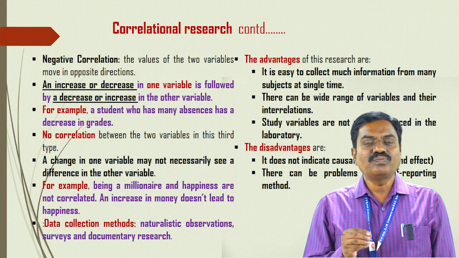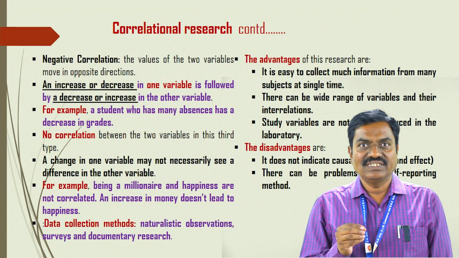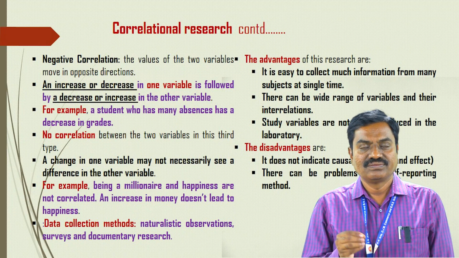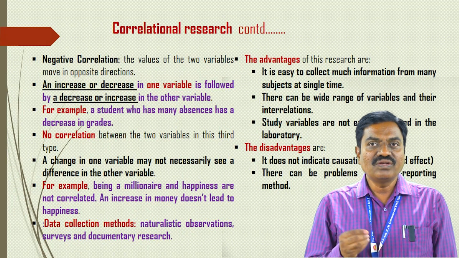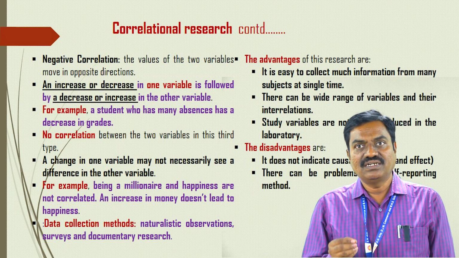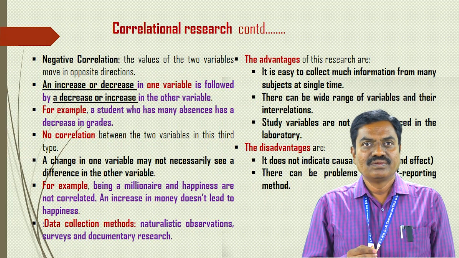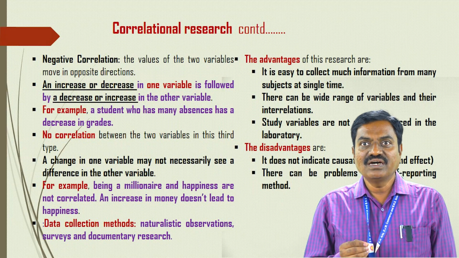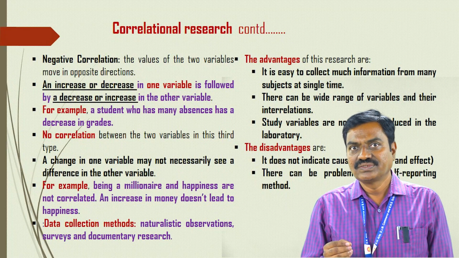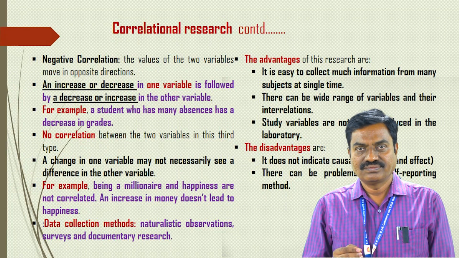The third type of correlational research is where there is no correlation between the two variables. A change in one variable may not necessarily see a difference in the other variable. For example, being a millionaire and happiness are not correlated. An increase in money doesn't lead to happiness.